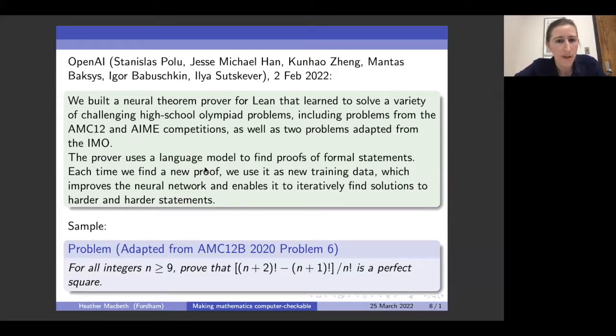problems, Olympiad-style problems. And I've got here a sample of the ones that they report that their system was able to prove automatically. For all integers n greater than or equal to 9, prove that this formula is a perfect square. So you can see there is an idea here, and the idea is coming up with the witness, which, if I remember correctly, is n+1. So it's a little bit impressive already that the computer was able to think of using the witness n+1.